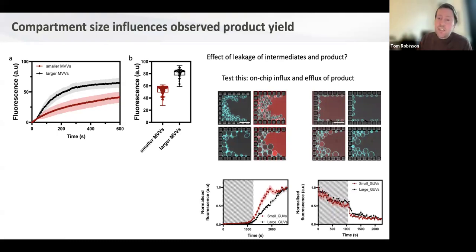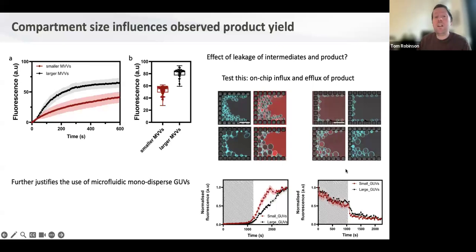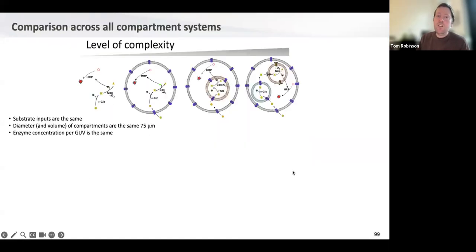So we understand why this happens, and what it highlights is that it justifies the use of microfluidics to create these monodisperse GUVs, because for each one of our GUVs, we have the same amount of leakage occurring. So it's kind of like, as long as we can understand what's happening, it's fine. So the fact that we have these controllable systems allows us to compare the level of complexities across these 4 different systems.